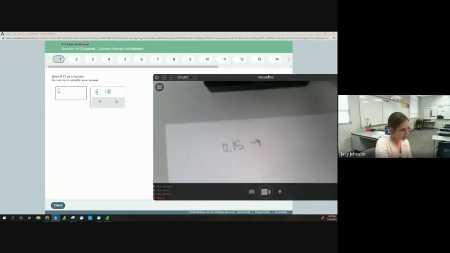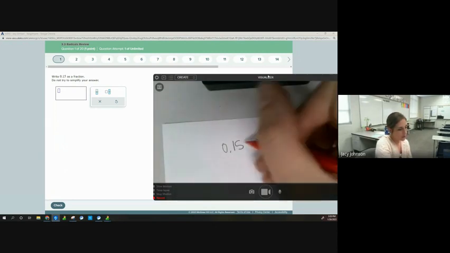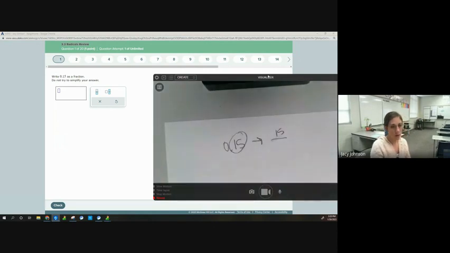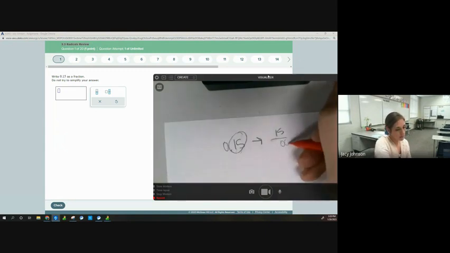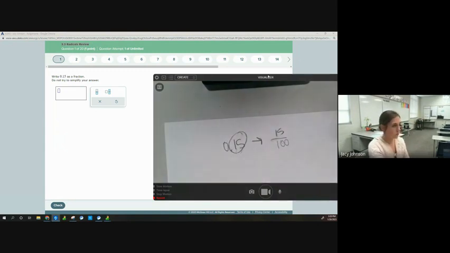I'm going to make a fraction bar. I'm going to put whatever I see after the decimal on top of my fraction, and then remember to count how many digits there are. There's 2 digits, and that's how many zeros I'm going to add after 1. So my answer is 15 over 100.